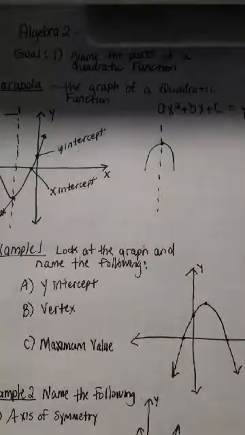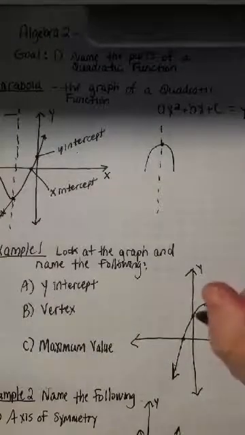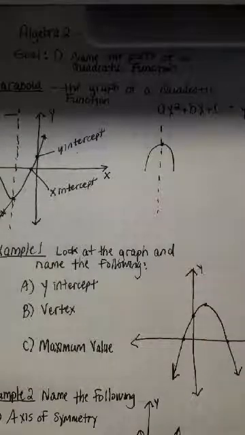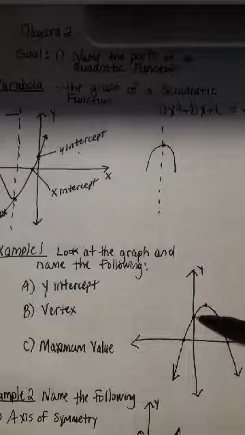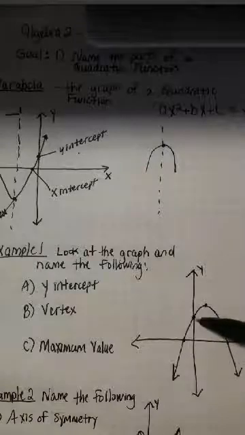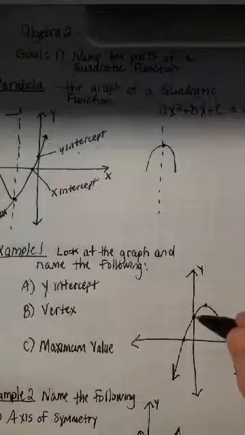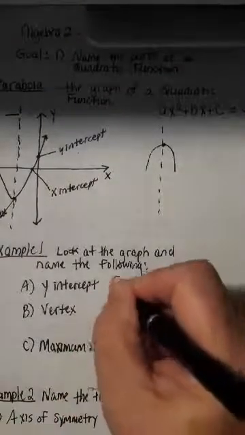All right. So Part A says name the y-intercept. The y-intercept is right here. And when you name the y-intercept, you don't have to name the point. You just name the y-coordinate of the point, which is going to be 2. Because that point is (0, 2), but you don't have to say the point (0, 2). You just say 2. So for y-intercept, it's 2.